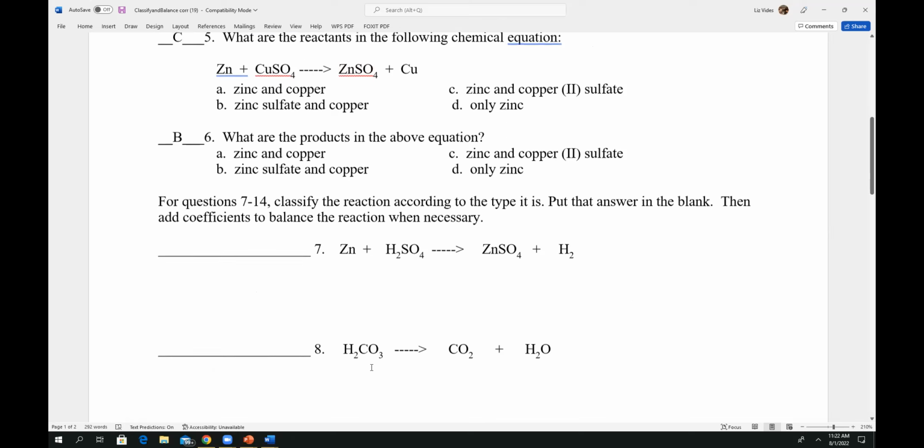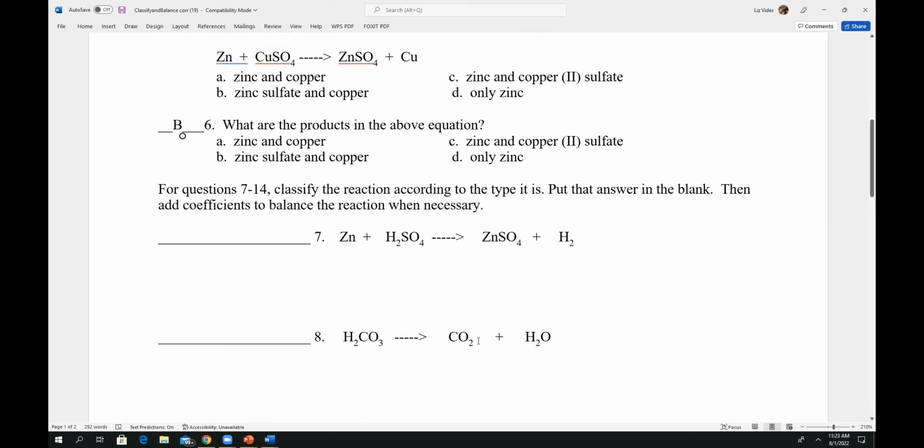All right, now, first thing we're going to do is classify them. And I'm just going to put initials instead of writing the whole word. All right, so let's look at what's going on. Zinc is replacing hydrogen, you see that? So this is a single replacement, okay? Now let's see if it's balanced. Okay, we have two hydrogens, one sulfate, one zinc. Yep, this one's balanced. So you can just put here balanced.